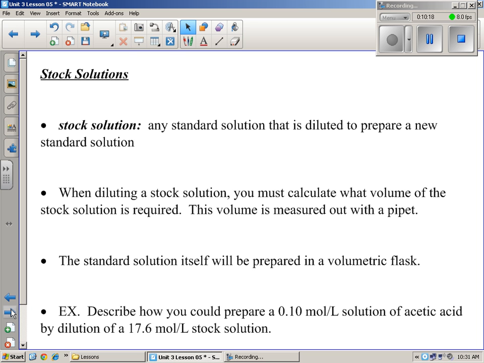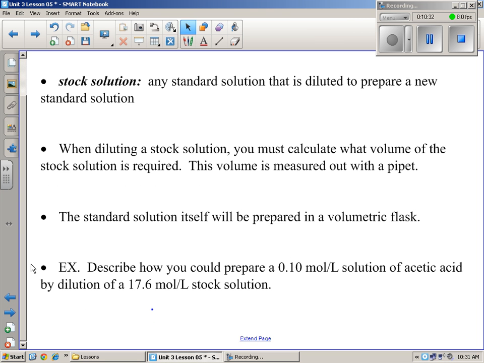This definition is a little bit goofy, I guess you could say. But a stock solution is any standard solution that is diluted to prepare a new standard solution. When you dilute a stock solution, you must calculate the volume of the stock solution as required. This volume is measured out with a pipette. The standard solution will be prepared in a volumetric flask again today, and then we got this example here.